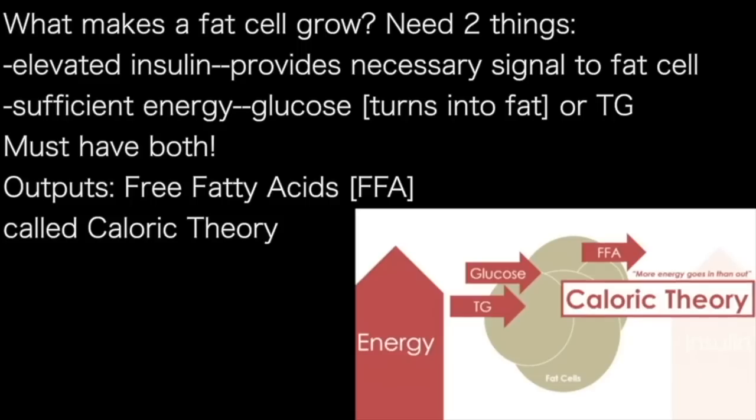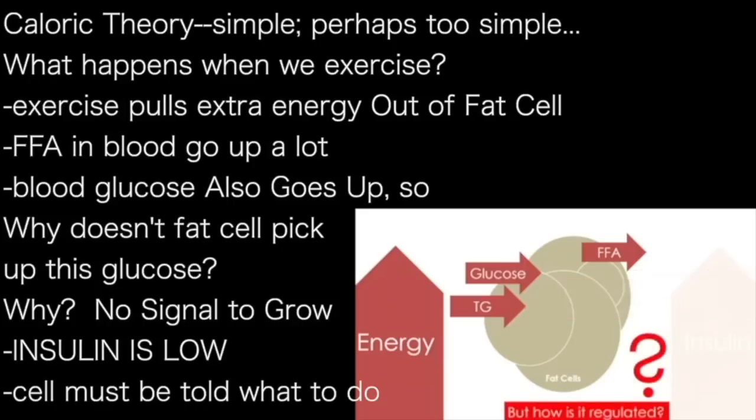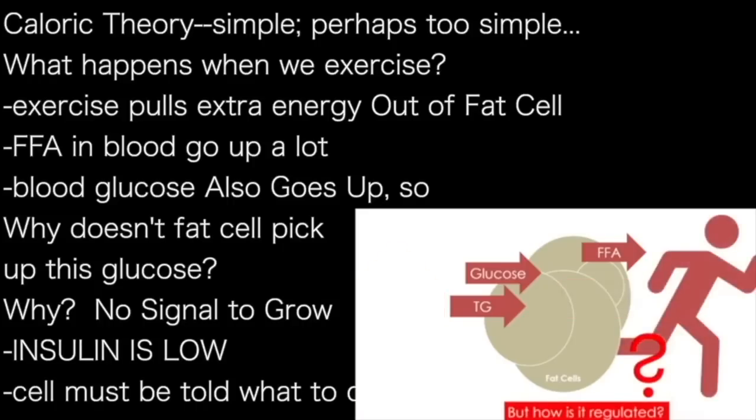However, even right here, we've encountered a bit of a conundrum. If it truly is, there's just excess energy in the blood, there's calories in the blood that need to be stored, what happens then with exercise? How is this regulated? So exercise is a perfect example, because when we exercise, the amount of energy coming out of the fat cell goes up. Free fatty acids go up a lot. But so too do other energy sources in the blood, like glucose.